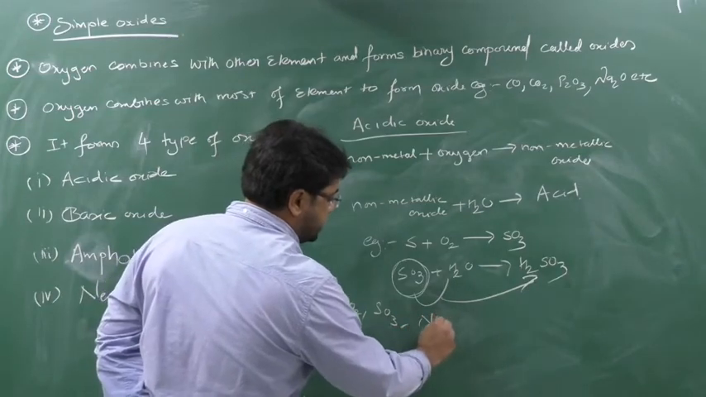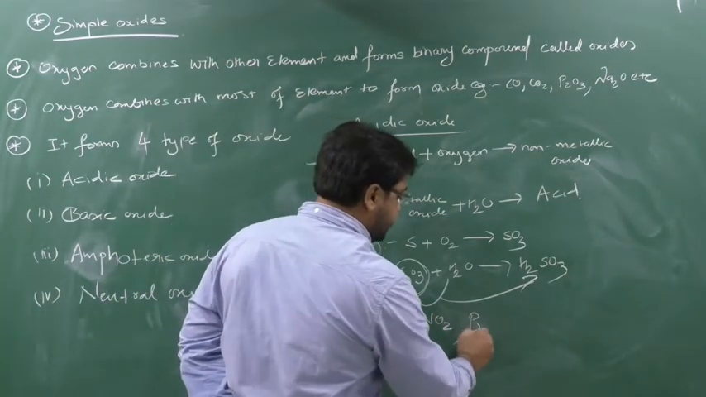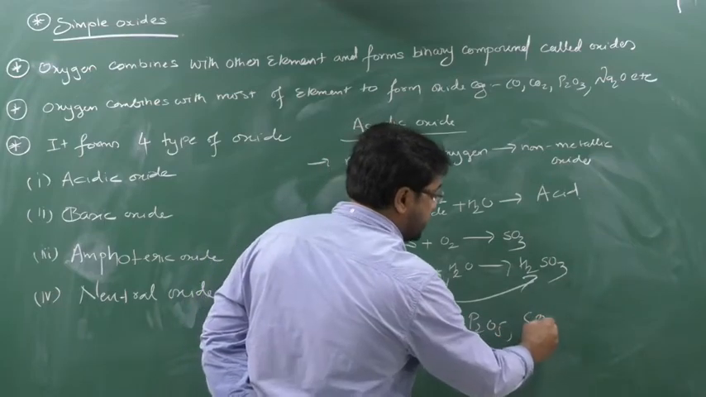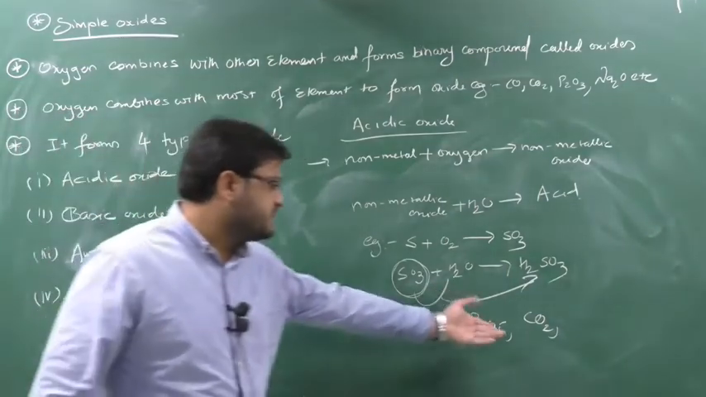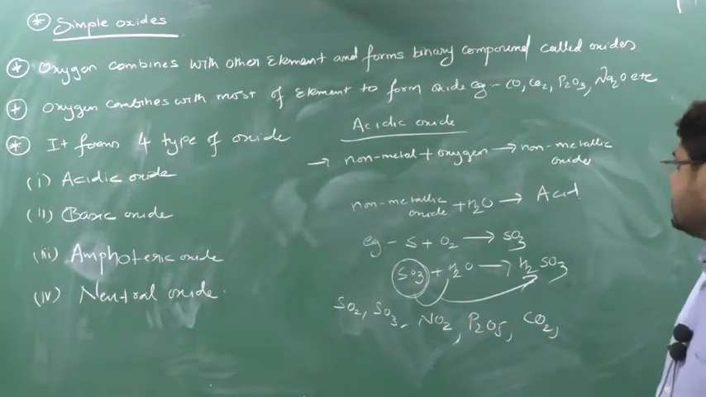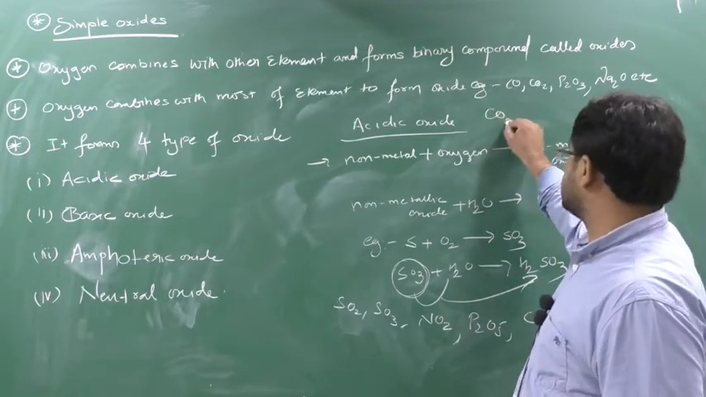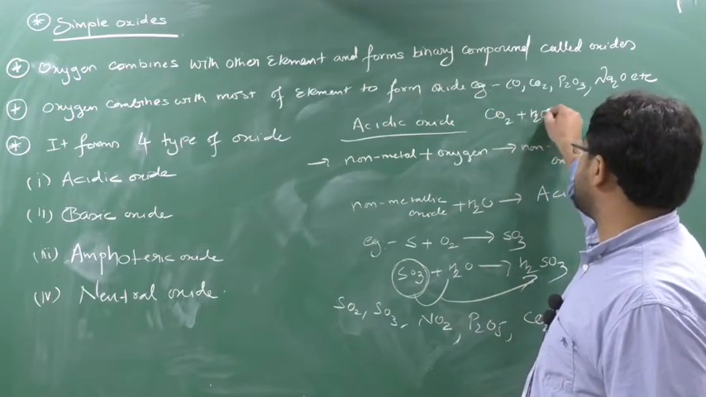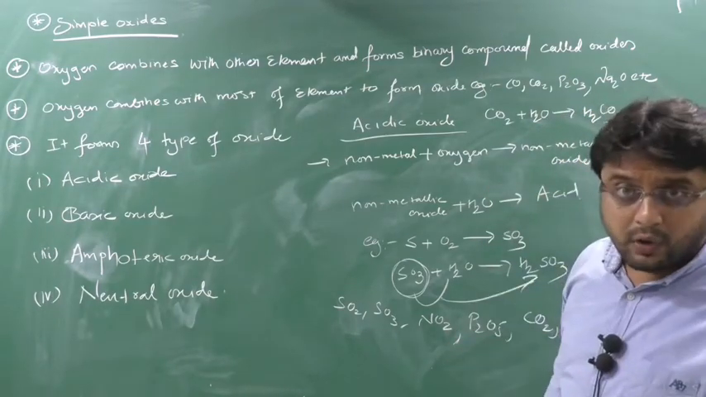See, nitrogen dioxide will generate nitric acid. Then we can say phosphorus pentoxide, then carbon dioxide. These all oxides are non-metallic oxides. This is a very simple example. Carbon dioxide, you know, you are drinking soda. Yes or no? So soda water is nothing but what? Acid. See, we are taking carbon dioxide and putting it in water. It will generate an acid, H2CO3, which is carbonic acid or soda water.